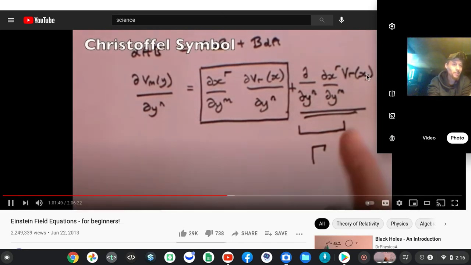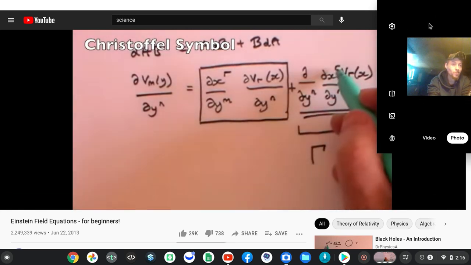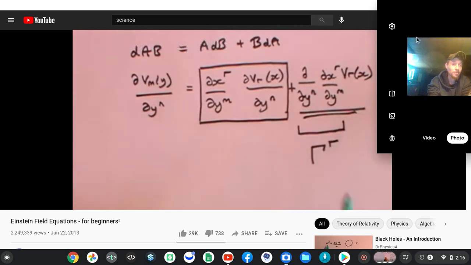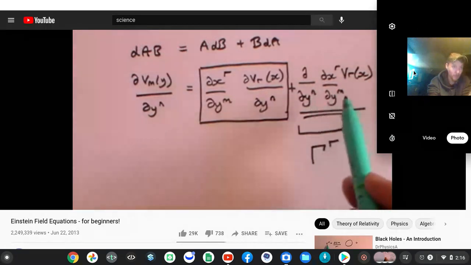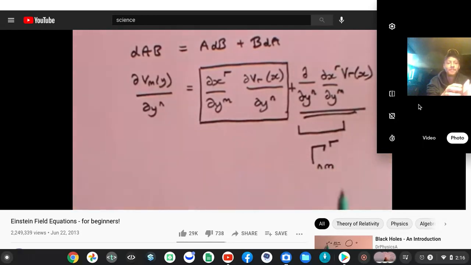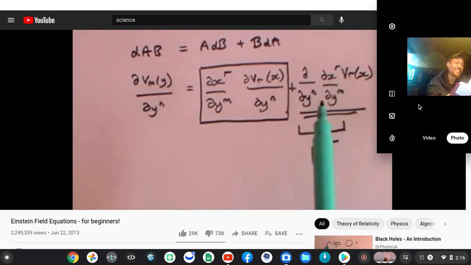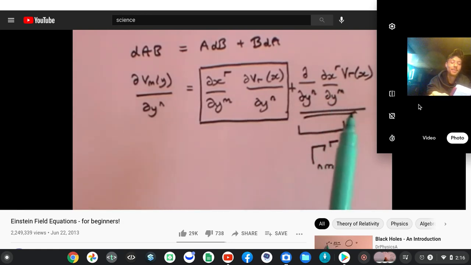It represents the indices that appear here. We'll put an r upstairs, since there's an r upstairs, and an n and an m downstairs, we'll put an n and an m downstairs. So that symbol, that Christoffel symbol, that capital gamma, is simply a shorthand way of writing this double differential there. It's the extra term that says that those two things are not equal.